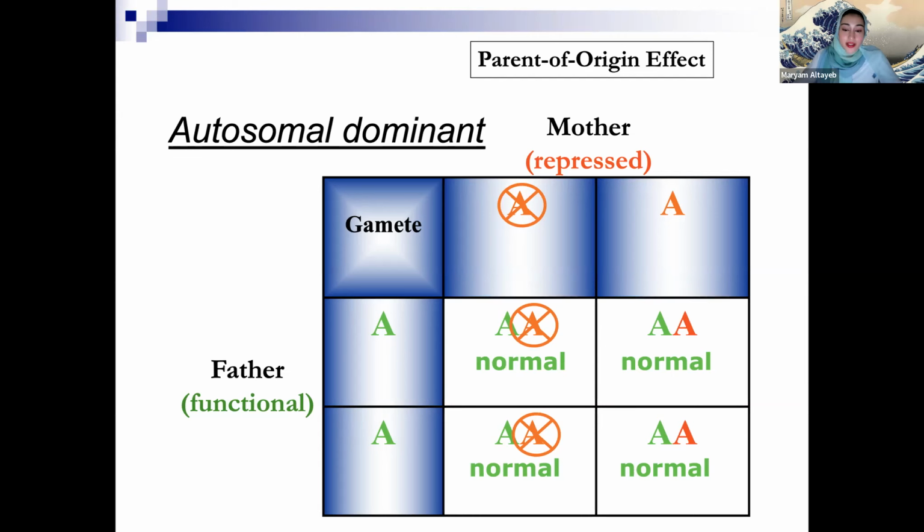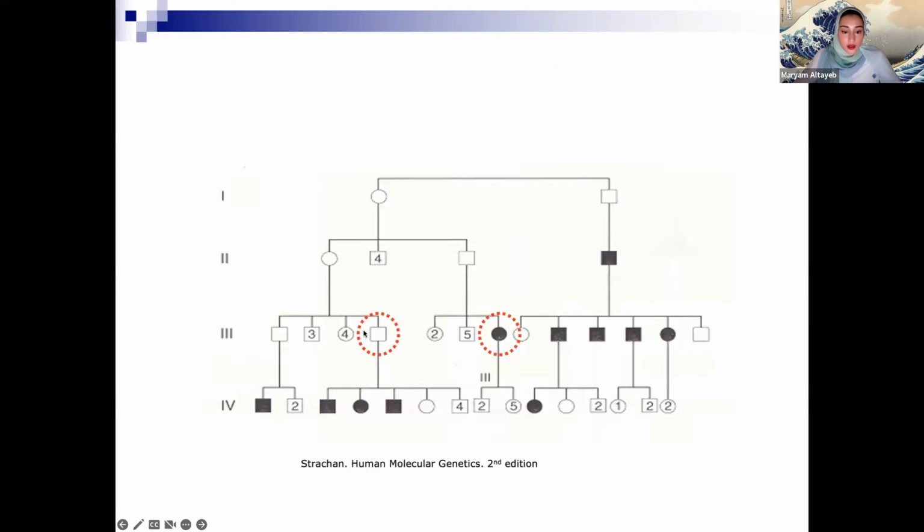And some pedigrees specifically show, let's say, if you get this mutation from the mother, you get the disease. If you get this mutation from the father, you don't, and vice versa. And that's why this happens, because some genes might be modified to be repressed, while the other ones would be functional: maternal and paternal imprinting. Okay, so that's what this might look like here.